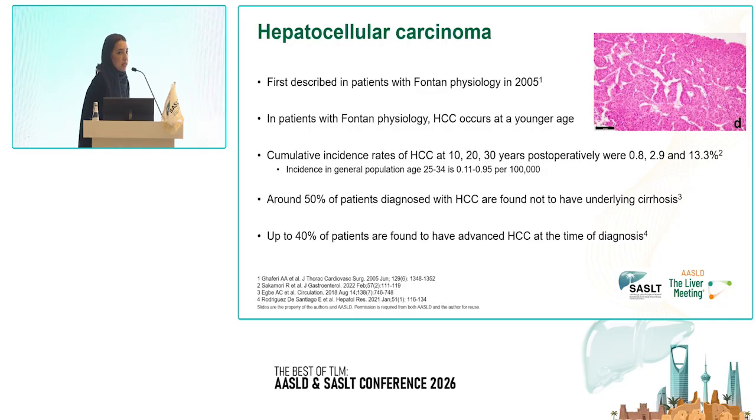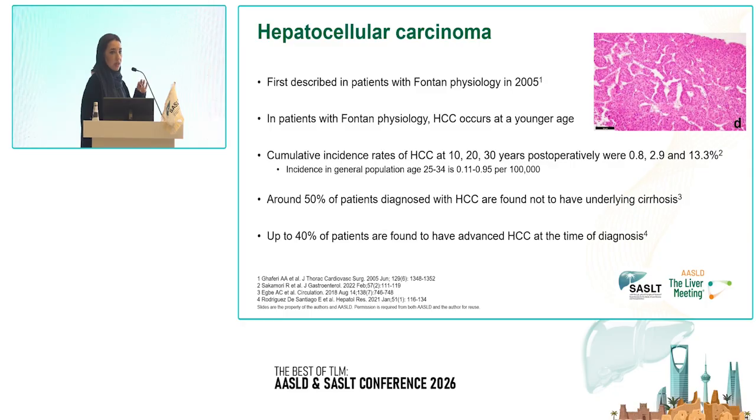So moving on to hepatocellular carcinoma, it was first described in Fontan patients in 2005. And generally it occurs in patients at a younger age group than we typically see in our cirrhosis patients. The cumulative incidence at 10, 20, and 30 years is about 0.8, 2.9, and 13.3%, which is far greater than the general population of the same age group.